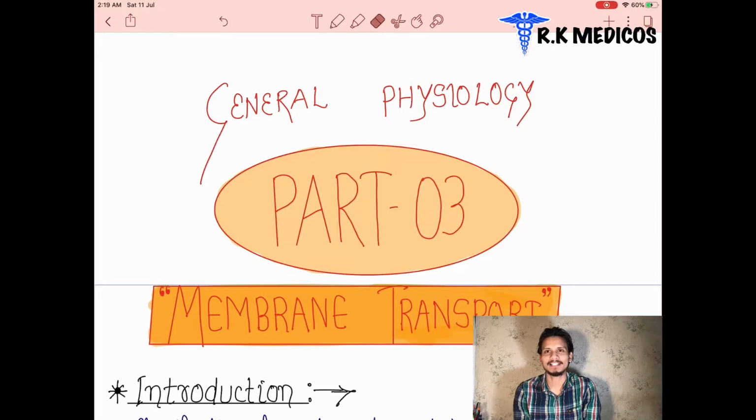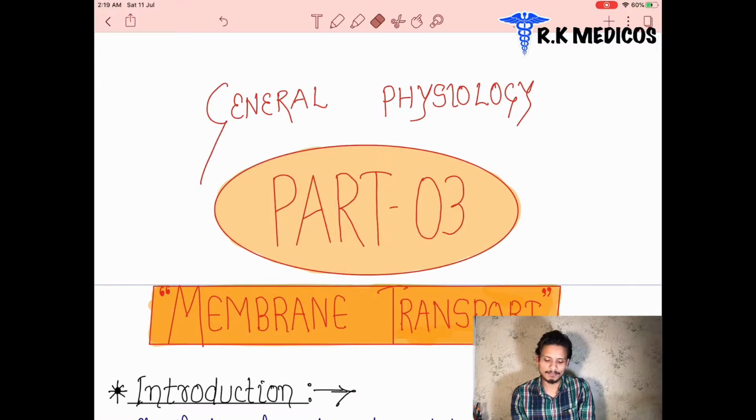R.K Medicos once again. In this section, we are going to discuss physiology, and this is the third part of our physiology. In this, we are going to discuss how molecules cross the membrane, and what membrane? Any cell membrane, or the membranes of different parts of the body in which the different cells are located, and the boundaries of these cells through which these molecules pass.